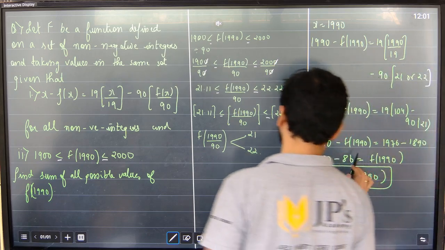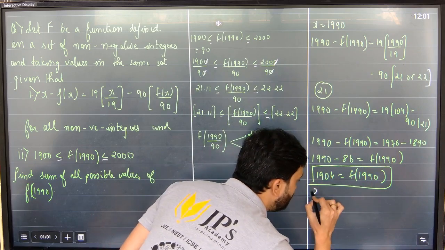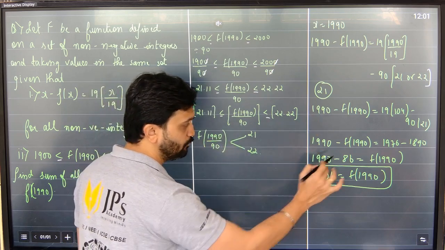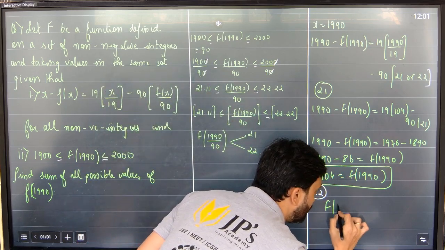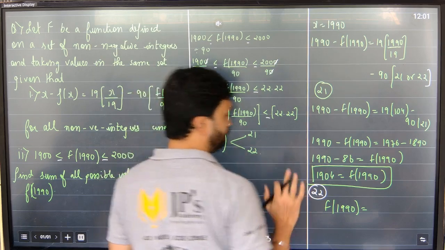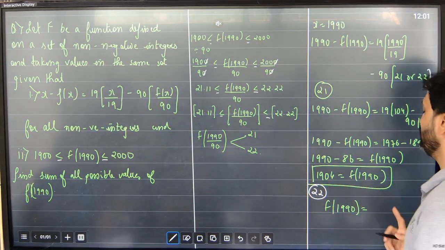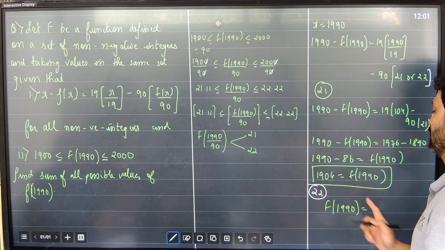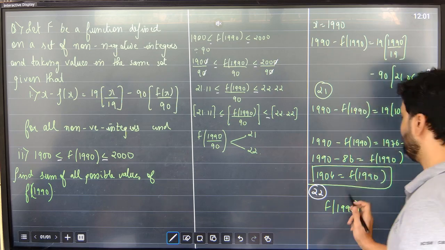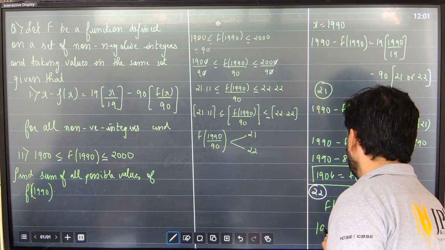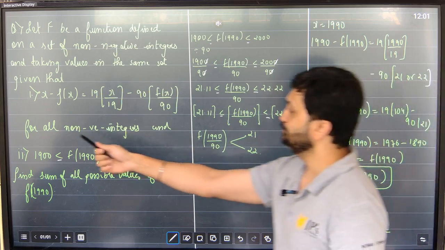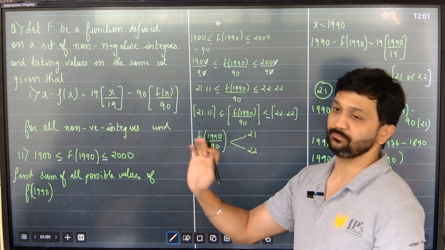Now we will take 22. Let's take 22. All I have to do is find the next value of f of 1990. So I found 1904. Next, with 22 you will find the value and tell me. Once I get the value for 22, I'll substitute it, and at last I have to add 1904 plus the value that you give me, and we will get the sum of all possible values of f of 1990.